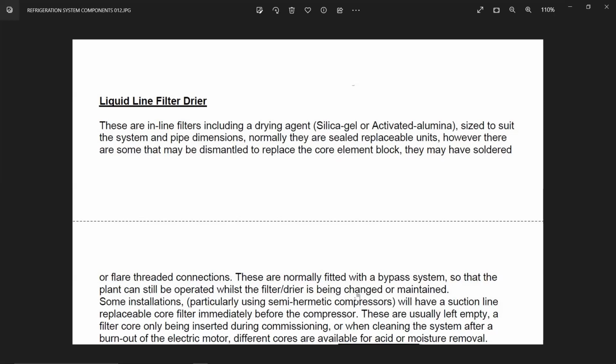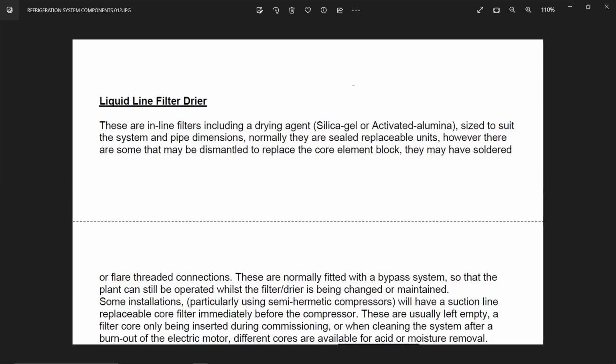Okay, some installations, particularly using semi-hermetic compressors, will have a suction line replaceable core filter immediately before the compressor. They are usually left empty and a filter core will only be inserted during commissioning. So it will be there at commissioning time, and later you can take the core out, okay, it will not be required. Or when cleaning the system, means if you want to clean the system after a maintenance issue, like a burn of the electric motor in a hermetic design.